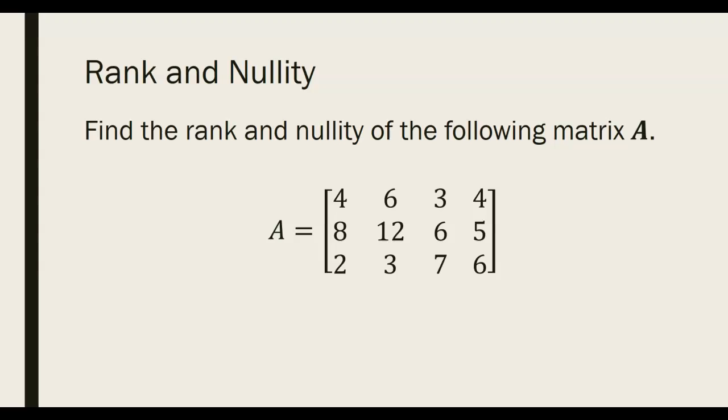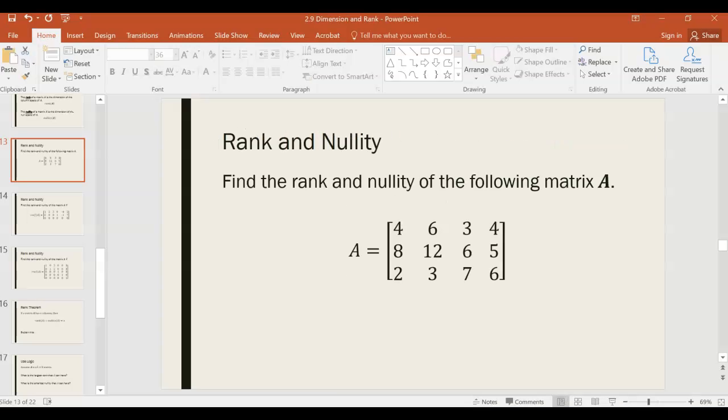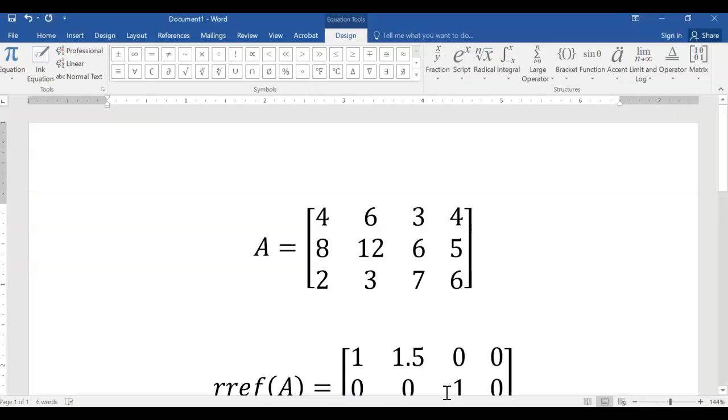So what I'd like you to do is take a moment, row reduce A, and try to figure out what the rank and nullity are for the following matrix A. All right, so hopefully you went ahead and did that. Let me go through this. So we have a matrix A.